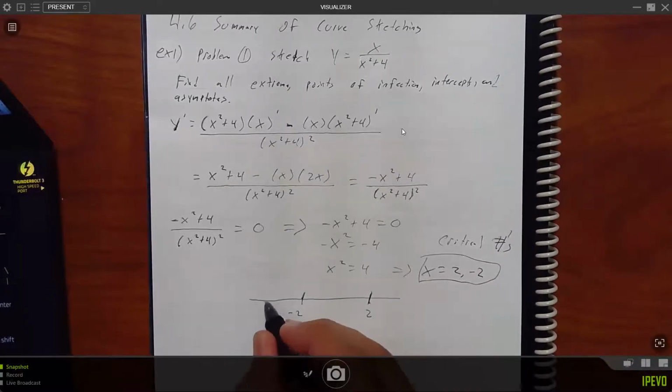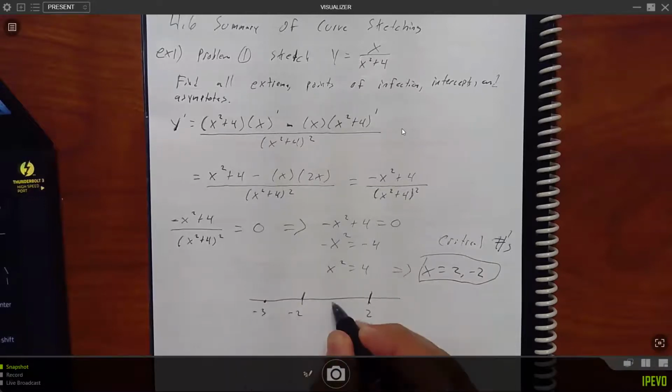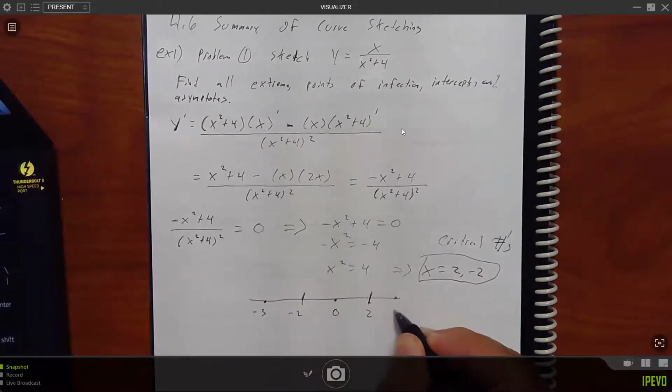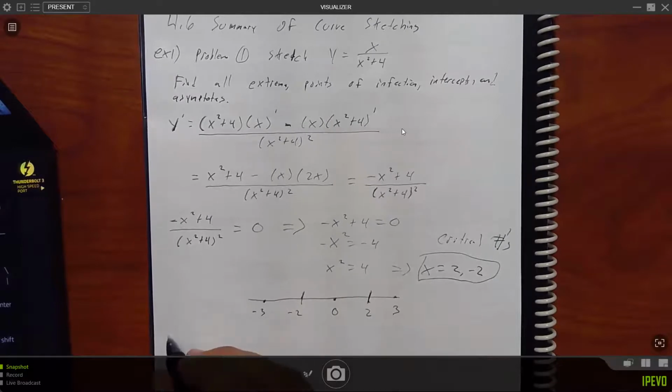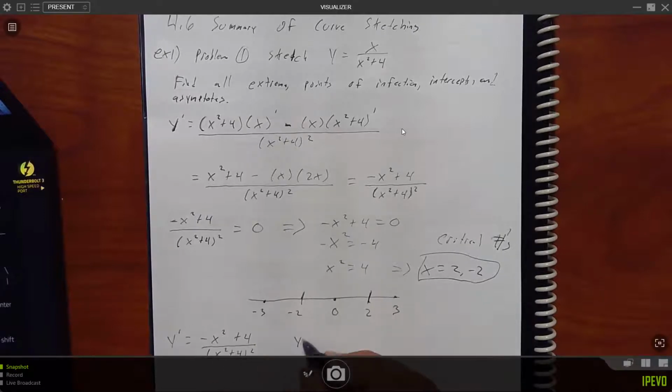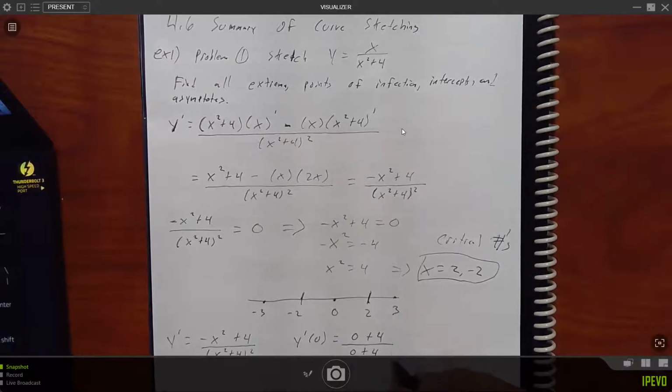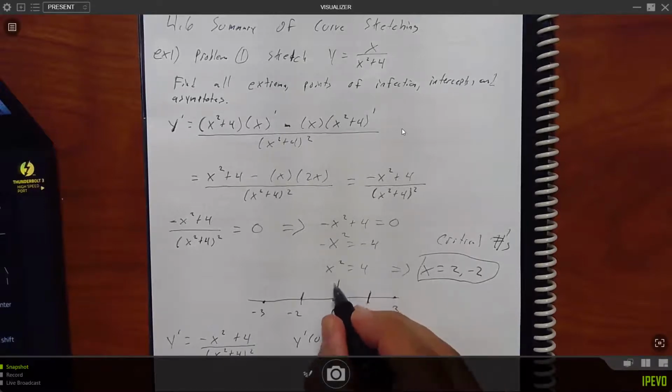So let's pick some test points. I'm going to pick -3, 0, and 3. So the derivative is this. I just need to know the sign at these test points. The y prime at 0 is 0 plus 4 over 0 plus 4, right? Which is positive. So that's all I need to know. I don't care about the number.